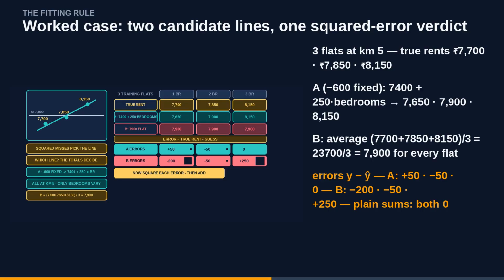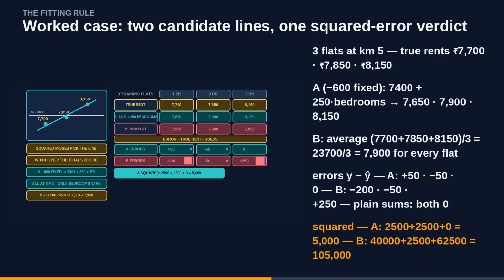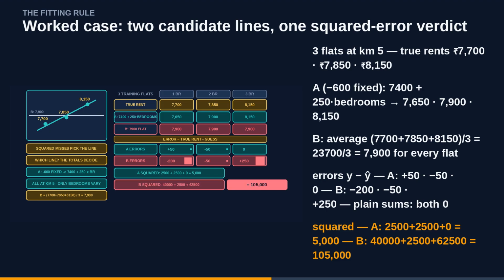Now square each error before adding, as least squares does. A: 2,500 plus 2,500 plus 0, 5,000. B: 40,000 plus 2,500 plus 62,500, 105,000. The totals disagree at last. A's is 21 times smaller.